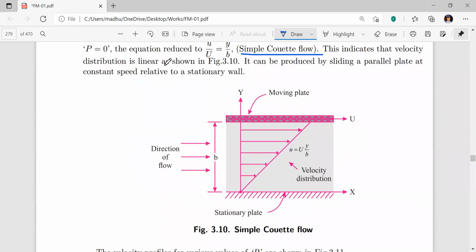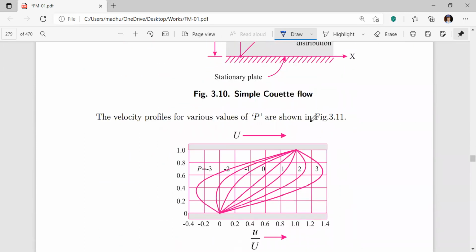So this indicates that velocity distribution is linear as shown in the below figure. You see that there is a linear or a straight line. Velocity varies in a linear scale, whereas it is 0 at the stationary plate and maximum at the top plate, where the top plate is the moving plate. It can be produced by sliding a parallel plate at a constant speed relative to the stationary wall. So the top plate is a parallel plate moving with a constant velocity U. Therefore, you will get the linear velocity distribution as shown in the figure. This is for the Couette flow.